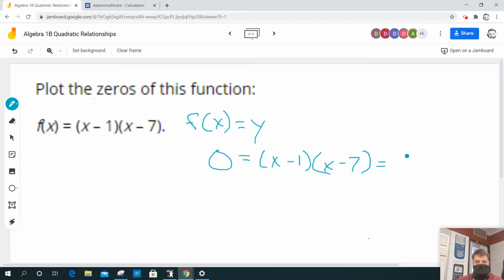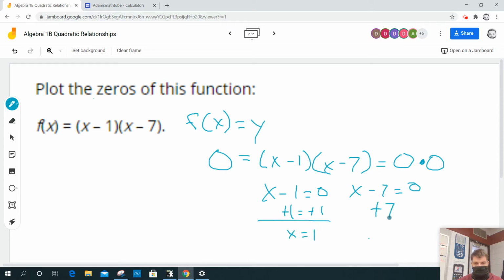Well, when you think about it, the surefire way to get 0 is to multiply 0 by 0. In other words, x minus 1 should equal 0, and x minus 7 should equal 0. So then this will happen. I just have to solve these algebraically. On this one, if I add 1 to both sides, I get x equals 1. And over here, if I add 7 to both sides, I get x equals 7.